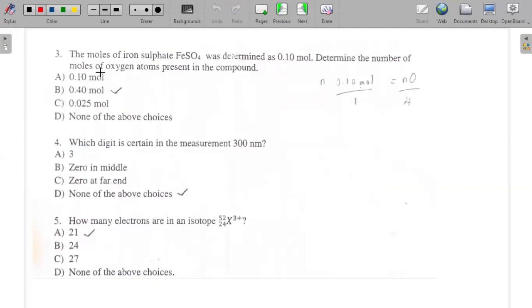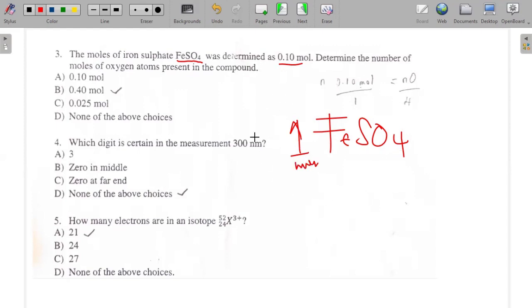Question 3, they're saying the moles of iron sulfate given by this formula was determined as 0.1 moles. Determine the number of moles of oxygen atoms that are present in this compound. So this is the iron sulfate that we've been given here. The way it is here, we're going to say this is 1 mole of the iron sulfate.